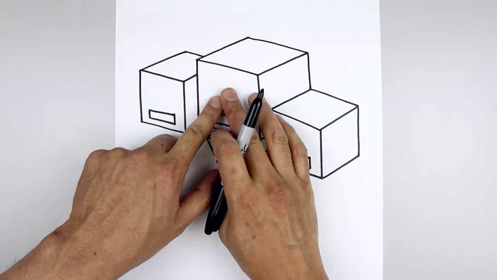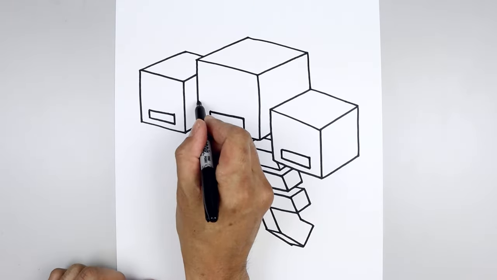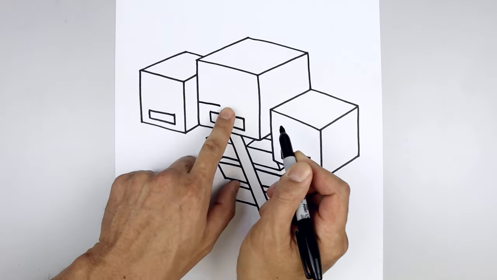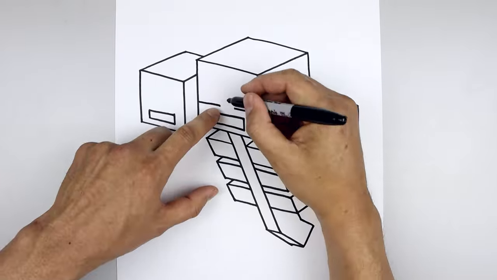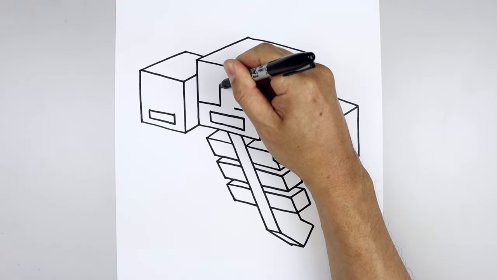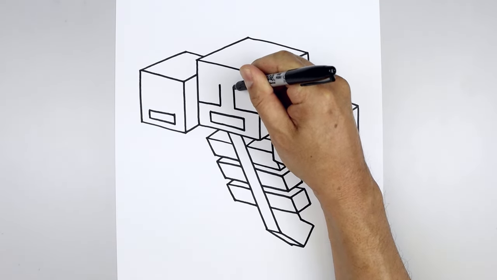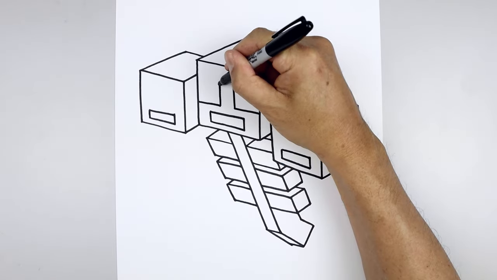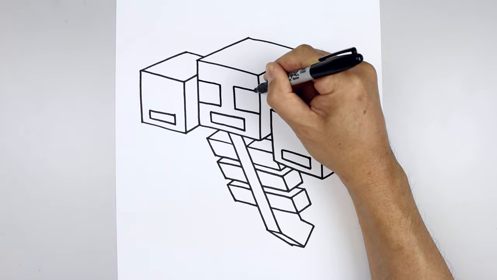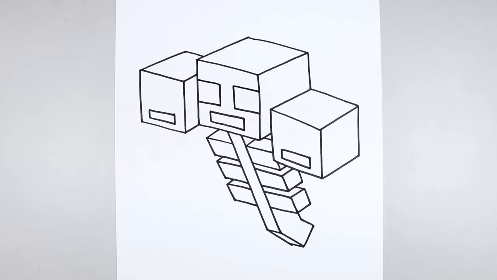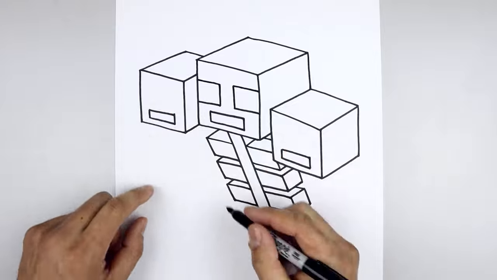Then we'll go back to the center head and draw on the eyes. Over on the left side, angle down and in, and leave a gap in between the eyes. Go back to the inside, draw a straight line going all the way up towards the top. And then we'll angle this up and out towards the left, and then come down on the right. Let's do the same thing to the other heads.